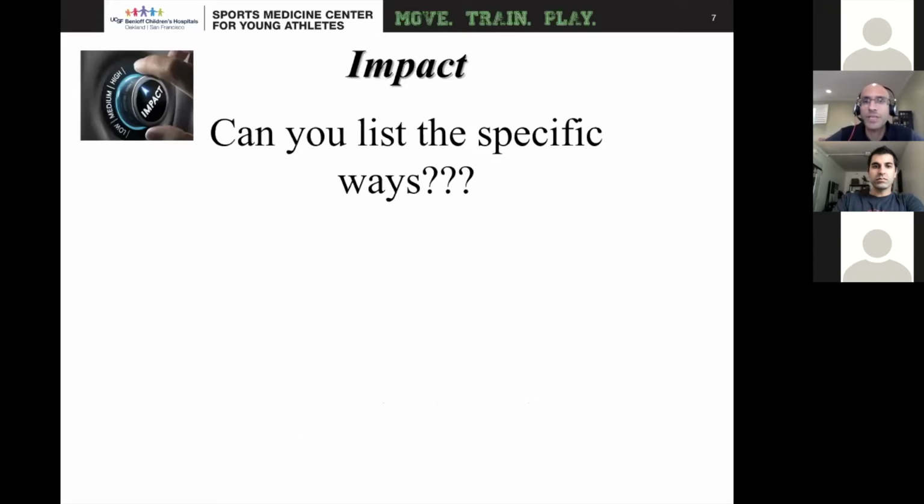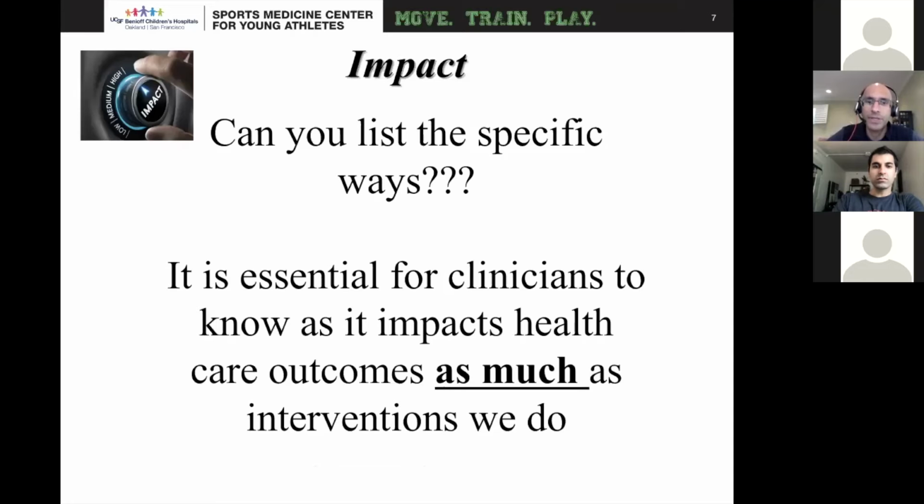So, when I ask people, what are the specific ways you can make an impact? I think it's first important to recognize that it's important for us as physicians to know it impacts healthcare outcomes as much as the interventions we do, particularly from a pediatrics perspective where kids heal. So we do an ACL, they're going to heal. You do your meniscus, they're going to heal. You're going to pin their elbow, they're going to heal.